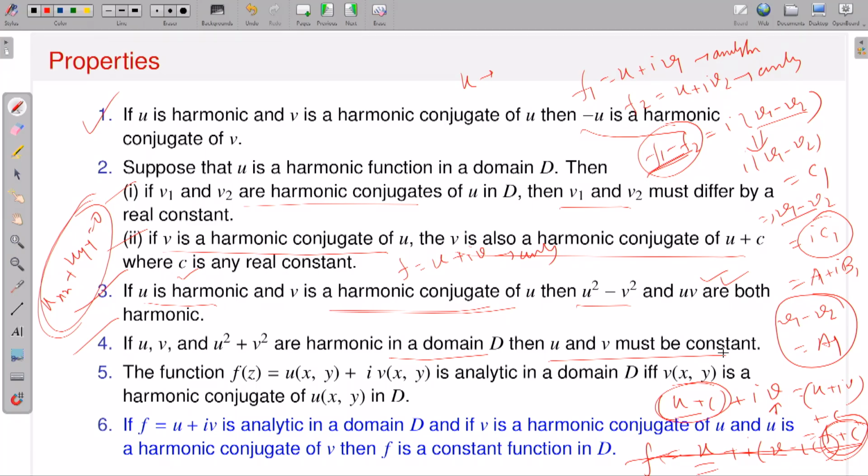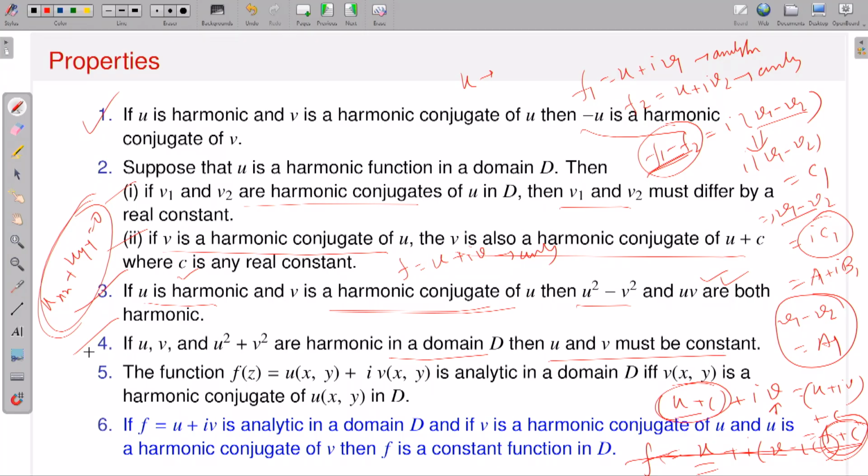Uxx plus uyy is equal to 0, vxx plus vyy is equal to 0, and u squared plus v squared, that is also satisfying what is called the Laplace equation. So that means you have 3 equations. Using that, you have to show that all the partial derivatives of u vanish. That means ux, uy is equal to 0 on a domain, and your domain is a nice, open connected set. So therefore, u is free from x and y, and similarly you can prove it for v.